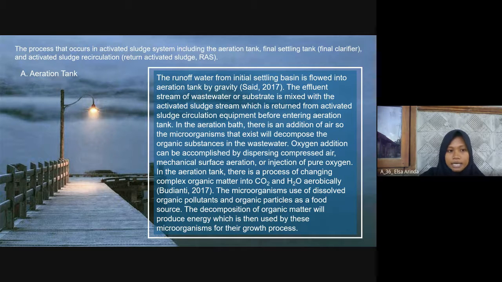In the aeration tank, there is an addition of air, so the microorganisms that exist will decompose the organic substance in the wastewater. In the aeration tank, there is a process of changing complex organic matter into carbon dioxide and water aerobically. The microorganisms use dissolved organic pollutants and organic particles as a food source. The decomposition of organic matter will produce energy, then the energy is used by the microorganisms for their growth process.